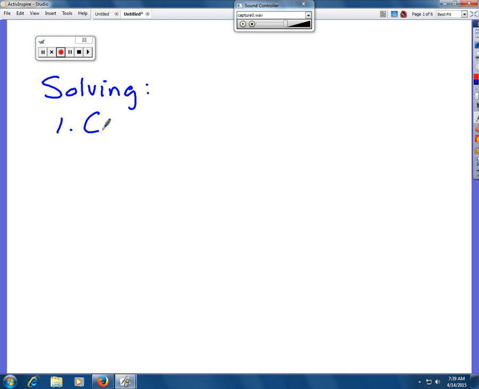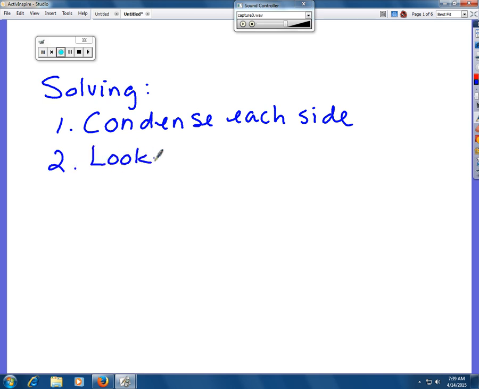One, you have to look at both sides of the equation and make sure you condense each side. So if you have more than one logarithm on one or both sides, you have to condense those using the power, product, or quotient property, or a combination. And the second step is look at the form of the equation that you're working with.